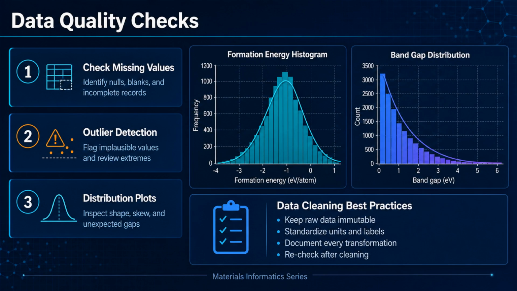Always validate your data before training. Check for missing values using isnull().sum(). Plot histograms of target properties to identify outliers. Formation energy typically ranges within a few electron volts per atom. Band gaps range from 0 for metals to about 10 electron volts for wide-gap insulators. Remove or investigate extreme outliers.